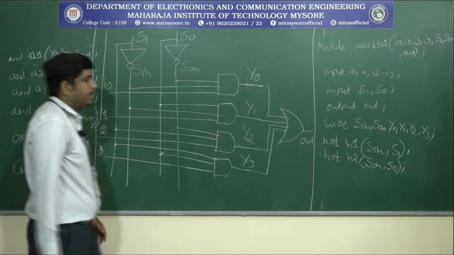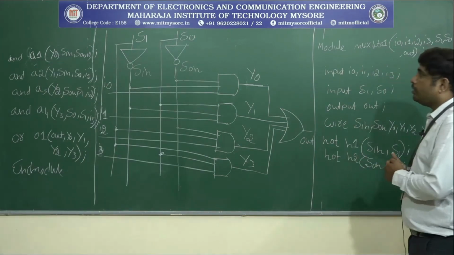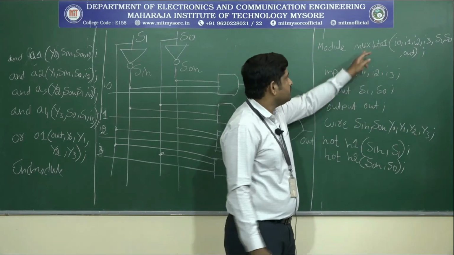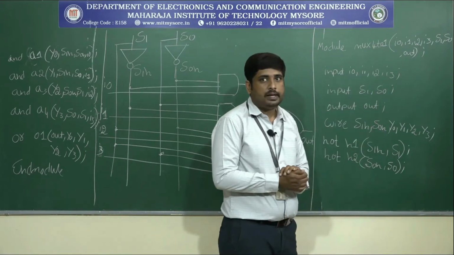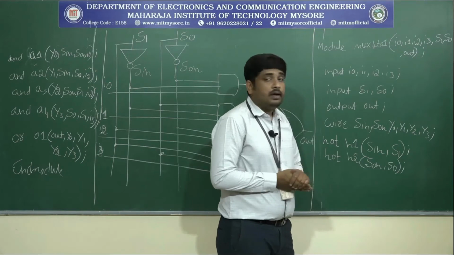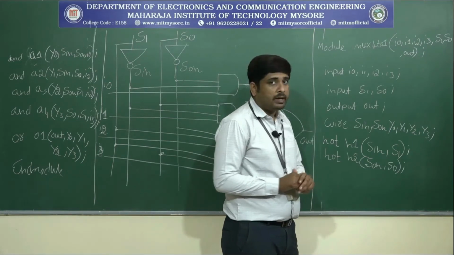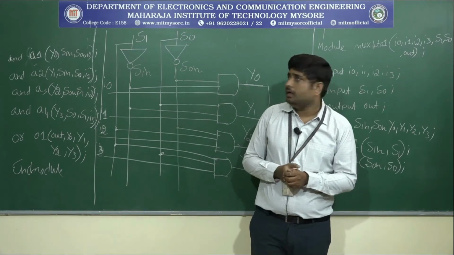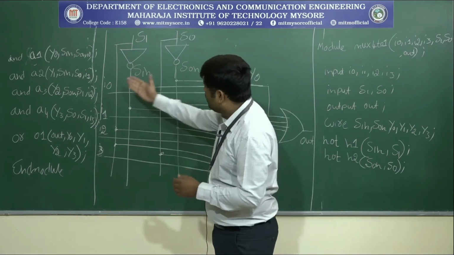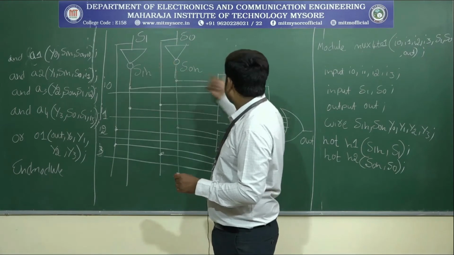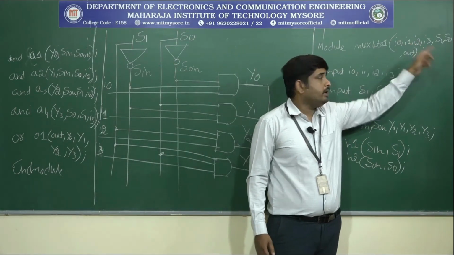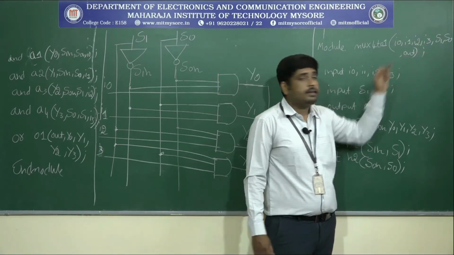Okay, then the program is end module. Again I repeat this. First always start with a module, right? That is module. The name of the module is MUX 4 to 1. Then after this we have to write the module terminals. Module terminals means all the terminals available here. There are 7 terminals: 4 inputs I0, I1, I2, I3, 2 select lines S1 and S0, then 1 output, out.